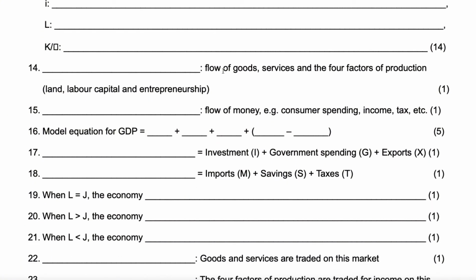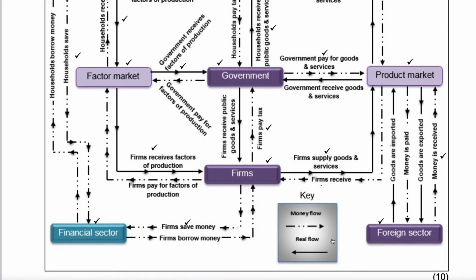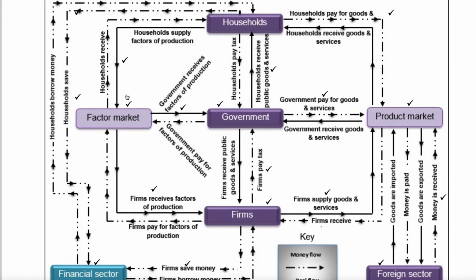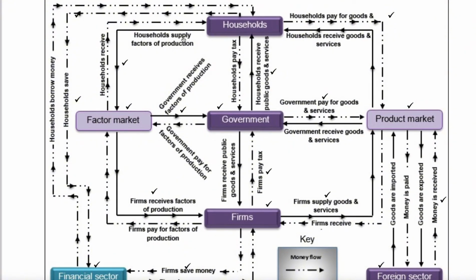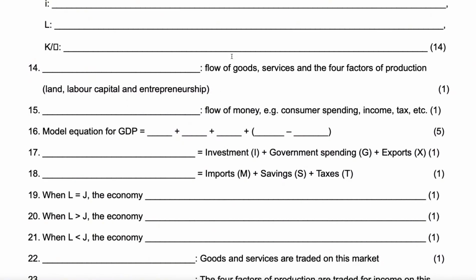Okay. Then number 14, the flow. So now it takes us back to the flows. So the answer is one of these two. Are we clear? But let's listen. The flow of what? Now, if you look here, we have the household supply factors of production, solid line. Right. Let's see. So the flow of goods, services, and the 4 factors of production, that'll be real flow.